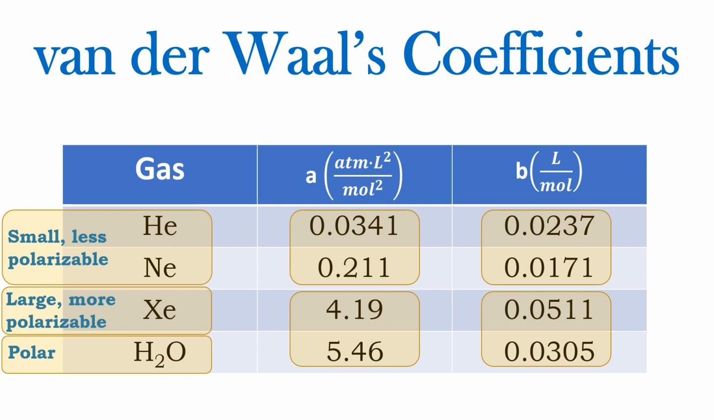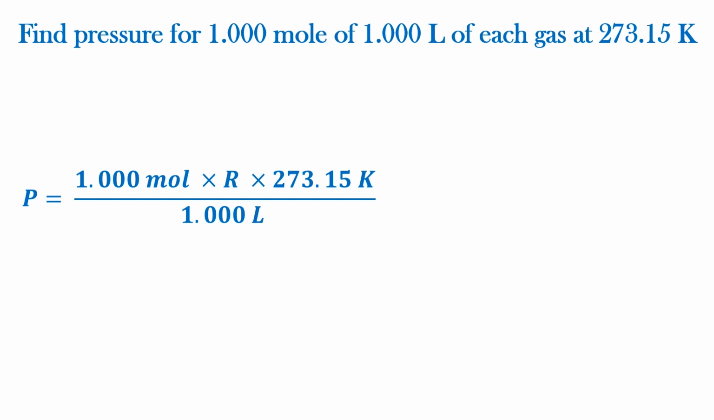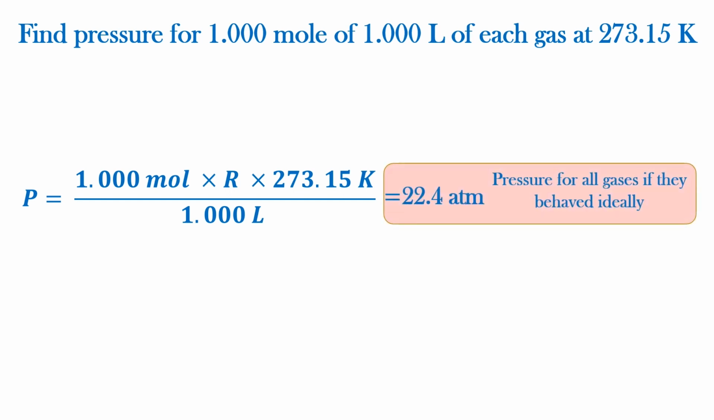Let's compare the pressures from the ideal gas equation to van der Waals equation, and I'll start with the ideal gas equation. Let's find the pressure for 1 mole of 1 liter of each gas at 273.15 K. Of course, the ideal gas law will give the same pressure for all the gases, 22.4 atmospheres. This would be the same pressure for all gases if they behaved ideally.